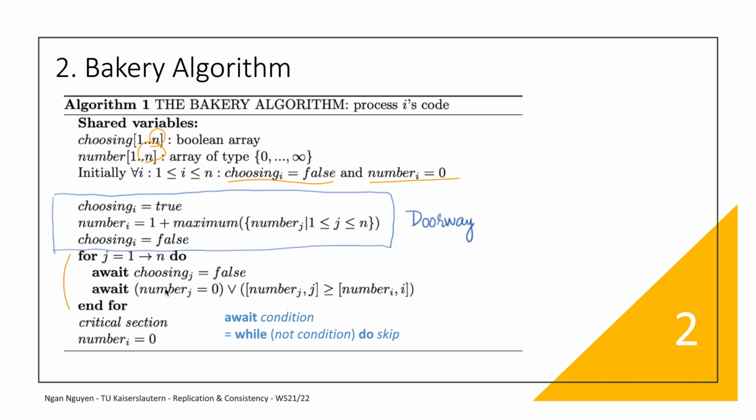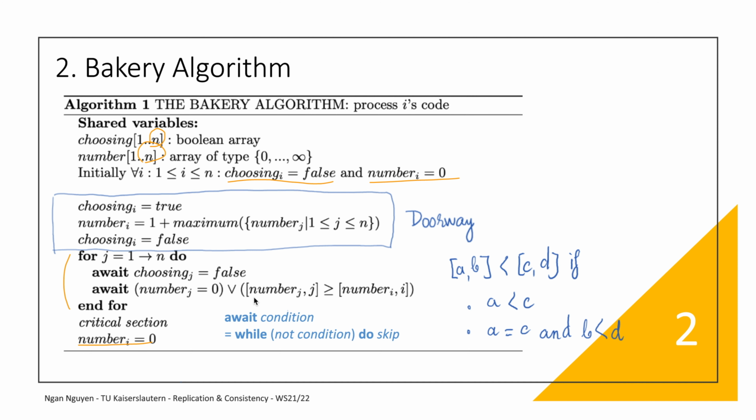So first, process i has to wait until choosing[j] is false, which means j doesn't contend for the critical section, or it exits the doorway and is now also looping in the waiting part. Then process i has to wait until number[j] equals 0, which means j already exited the critical section, or at the beginning it doesn't contend for the critical section at all. Or the number of i is smaller than the number of j, which means i has higher priority than j.